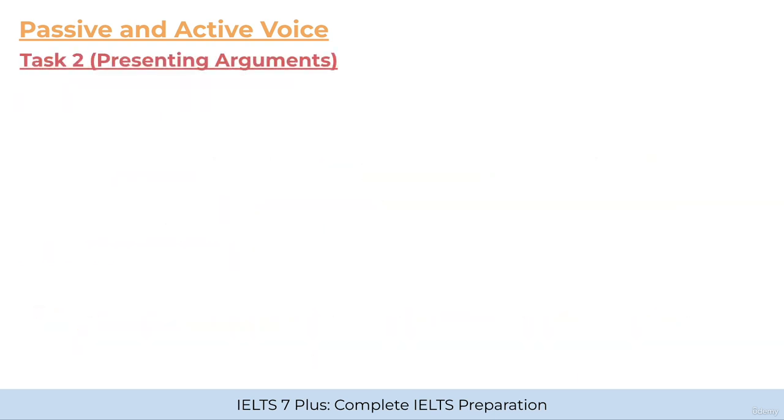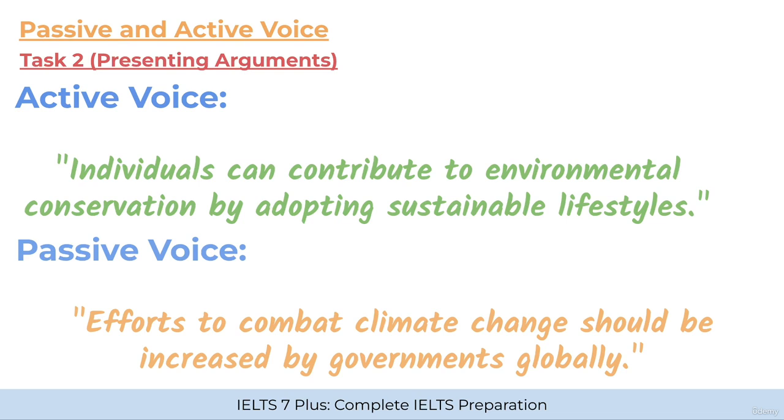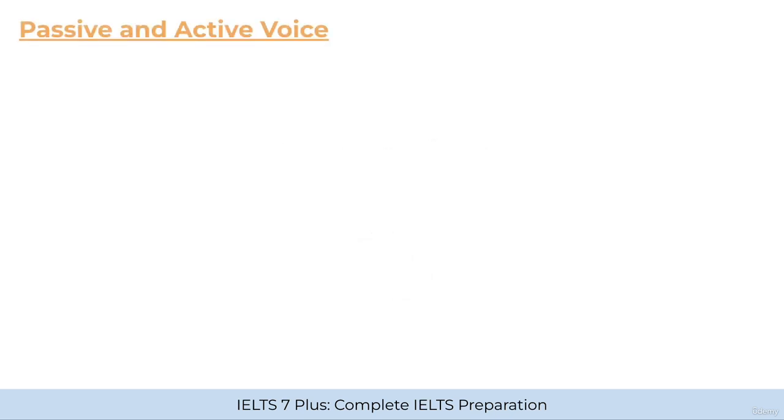And task 2, when you're presenting arguments in active voice, you could say, individuals can contribute to environmental conservation by adopting sustainable lifestyles. Or in the passive voice, efforts to combat climate change should be increased by governments globally. So depending what you want to emphasize, depends which voice you can lean on here. So hopefully that is clear to you. Let's now have a practice and see how we do with these two voices.